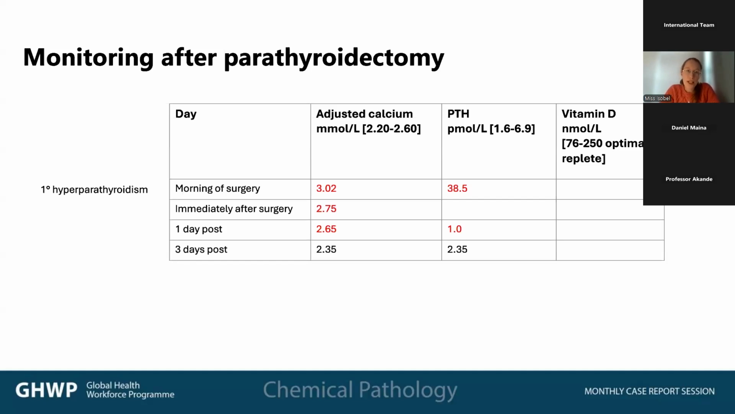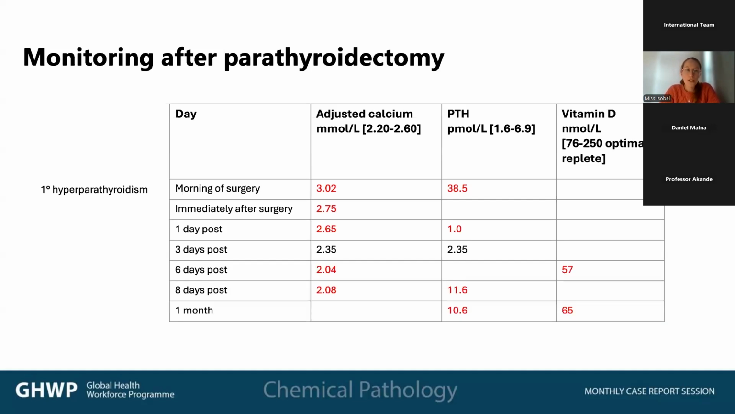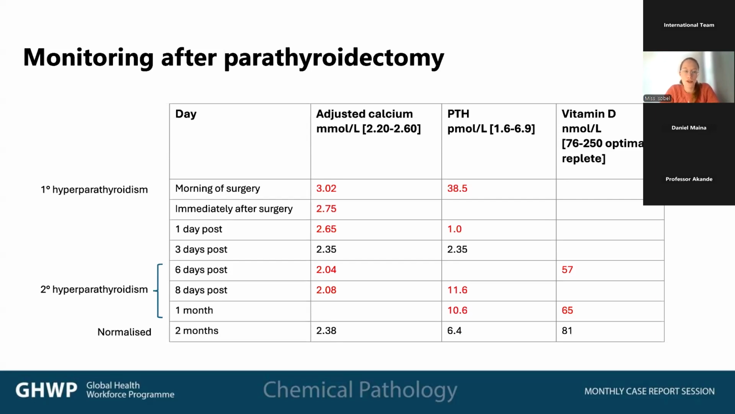3 days post-surgery, the adjusted calcium and the PTH are normal. They continue to monitor. So as you can see, the calcium level at 6 days post-surgery actually drops, and it becomes low. And you can see that the PTH level has now risen. The likely cause of that is that this is now secondary hyperparathyroidism, probably because the vitamin D level is not really sufficient. So they started replacing the vitamin D, and the patient normalized. So in 2 months, the levels were now normalized.